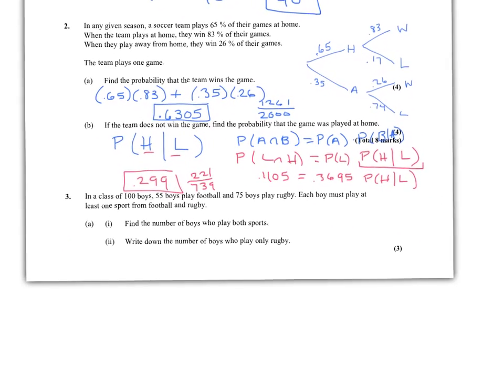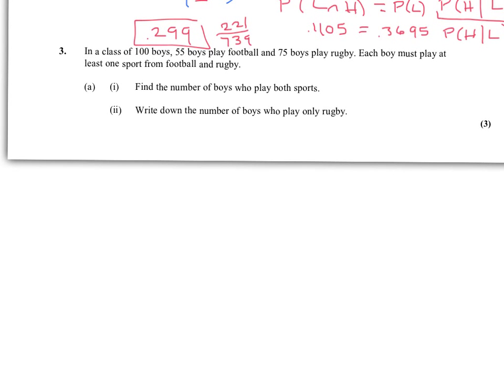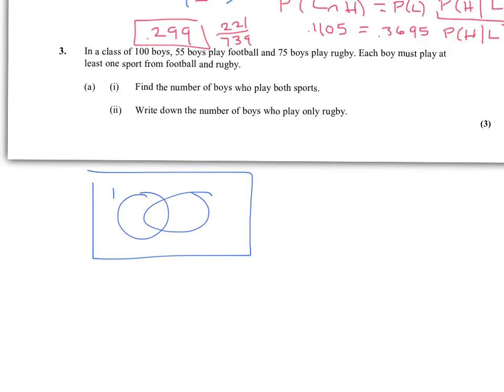Okay, let's go ahead and look at this example. It says, in a class of 100 boys, 55 play football and 75 play rugby. Each boy must play at least one sport from football and rugby. So this is a great example of a problem that a Venn diagram would be useful for. So football and rugby. Now we're always going to draw that box that represents the universal set, okay? Because sometimes there's going to be things that aren't in the Venn diagram. They're not people that didn't play football or rugby, but exist. However, in this case, it says that every boy must play at least one sport. So there's going to be no one outside of those two circles.